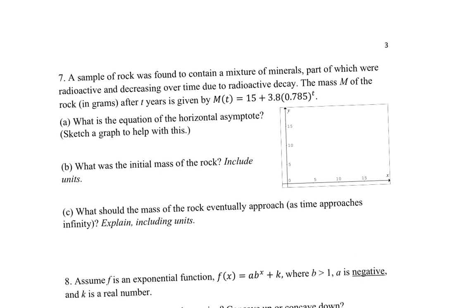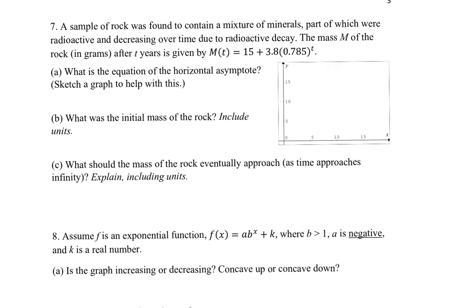Number 7 states, a sample of rock was found to contain a mixture of minerals, part of which were radioactive and decreasing over time due to radioactive decay. The mass m of the rock in grams after t years is given by m of t equals this function. Find the equation of the horizontal asymptote. It says sketch a graph to help with this. So let's sketch the graph, right?